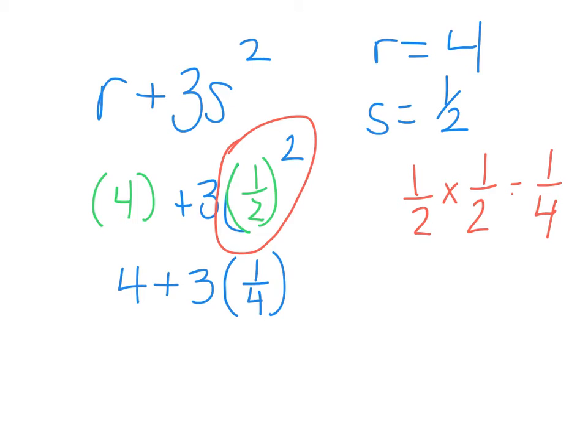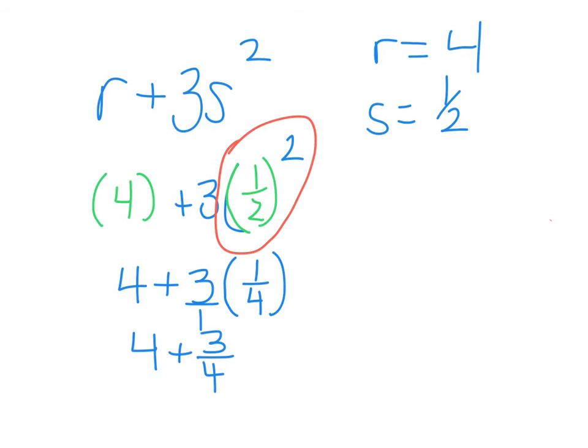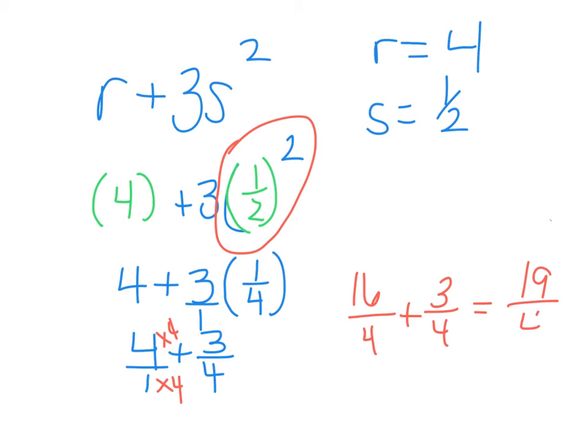Now we do multiplication before addition. So I'm going to put the 3 over 1. I'll do it over here. 3 over 1 times 1 over 4 equals 3 over 4. So we have 4 plus 3/4. Now when we add fractions, what do we need? A common denominator. In this case, our common denominator is going to be 4. So I'm going to multiply the bottom by 4, and I'm going to multiply the numerator by 4. 4 times 4 is 16 over 4 plus 3 over 4 equals 19 over 4.